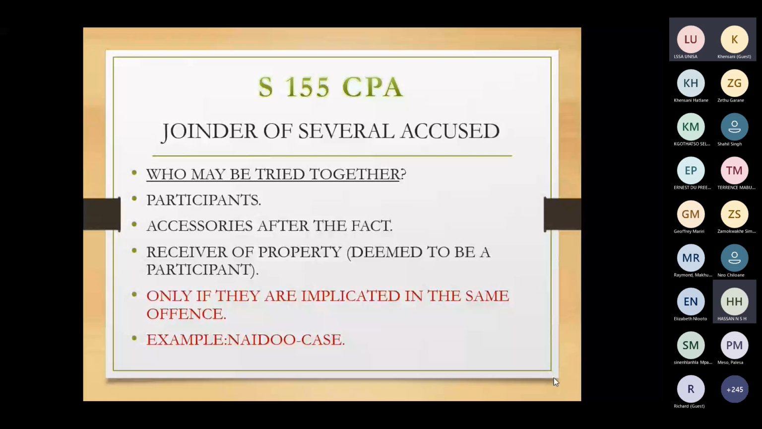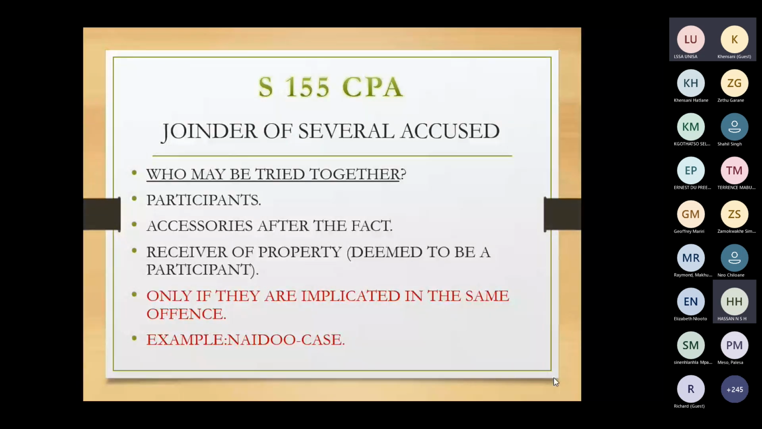Or, as an example, someone steals something, and this is sold to X, who then takes that thing and sells it to Y, and so on. All these are accessories after the fact, meaning they are participants in receiving the property. All those people can be implicated in the same offense and they can be tried together. Then look out in your study guides in respect of the Naidu case.